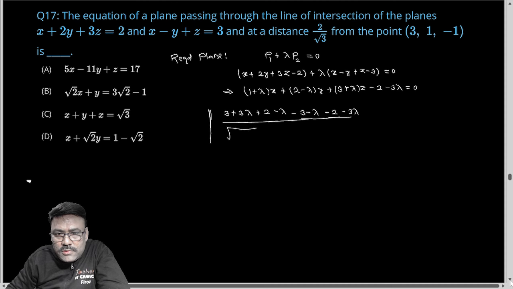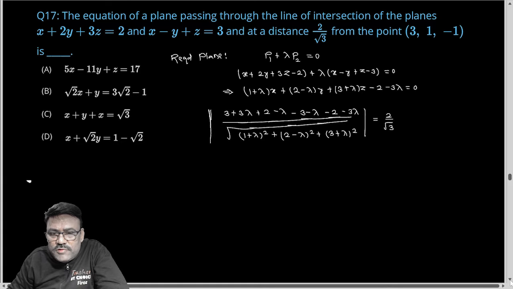Divided by under root a square plus b square plus c square, 1 plus lambda whole square, 2 minus lambda whole square, 3 plus lambda whole square. And this distance is given as 2 by root 3. Now just do squaring both sides and solve it. You will get the value of lambda.